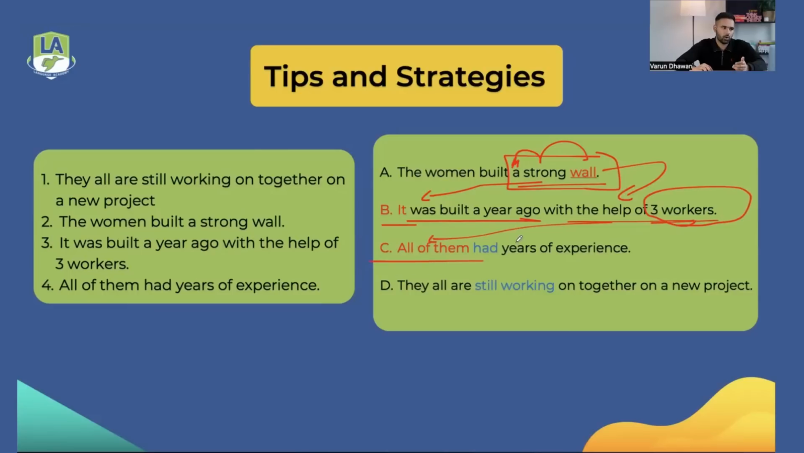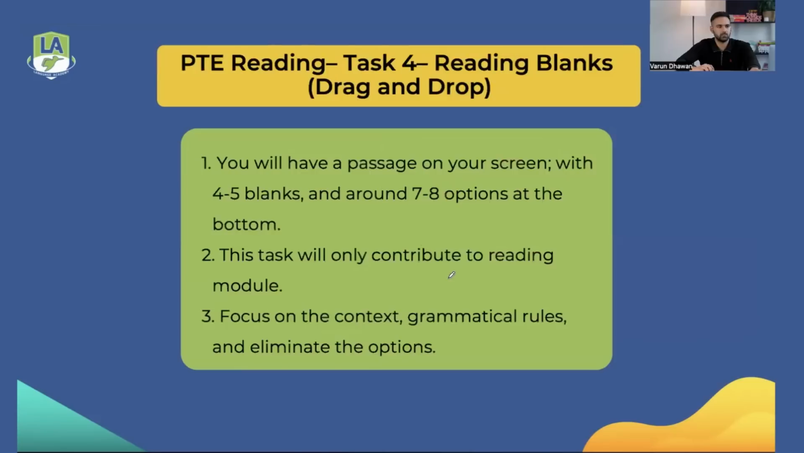All of them, who all? The 3 workers, had, meaning at that time, years of experience, and they are still working. So why did we not place this one here? Because this is talking about the present and this is talking about that particular moment. So this is coming from that situation to the present time. So: the women built a strong wall. It was built a year ago. All of them had years of experience and they're still working on the same.